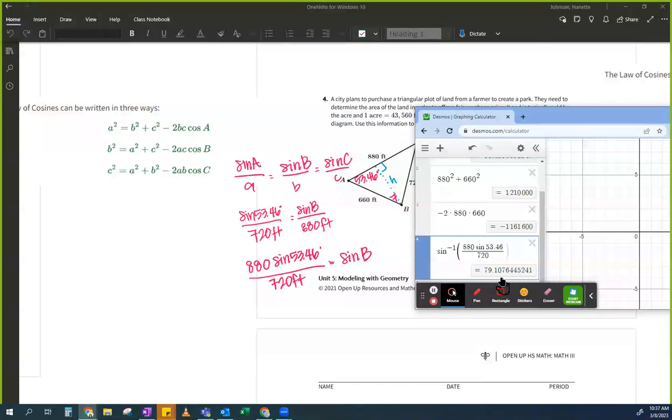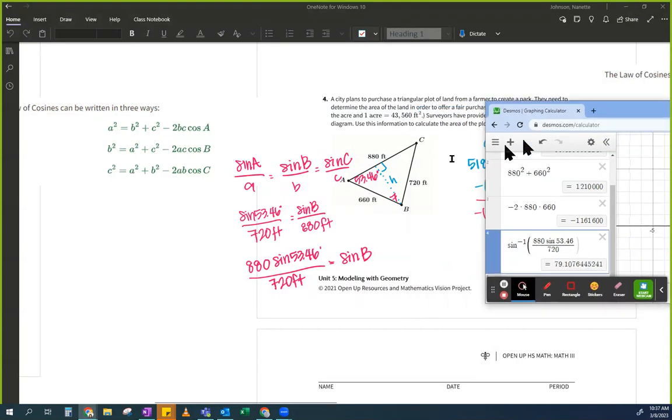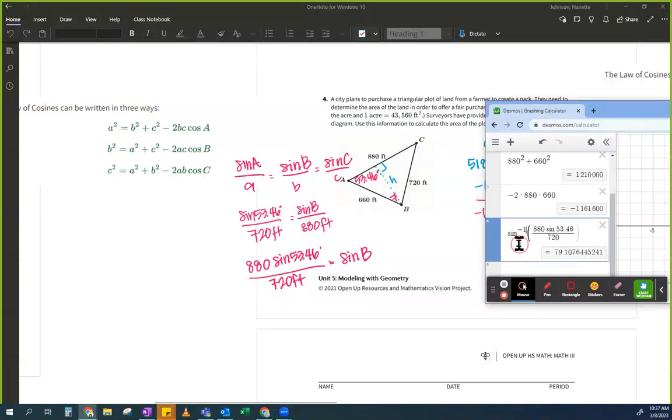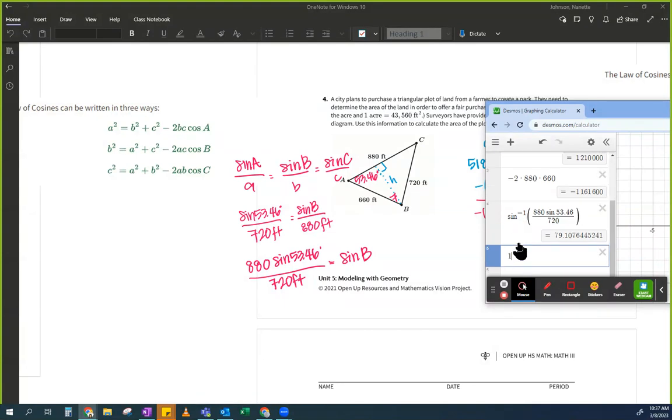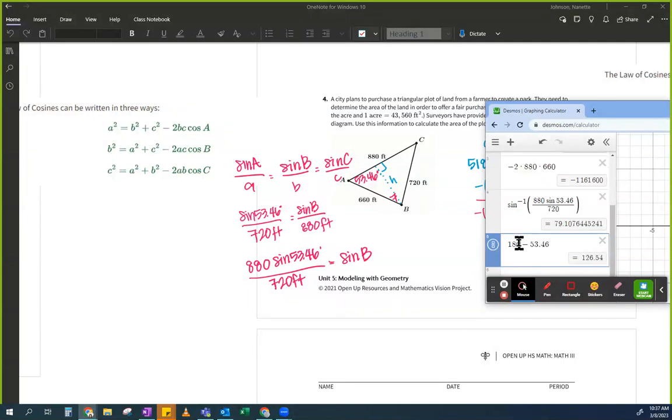79.11 degrees. Miss Johnson, do you want me to do all that work for C? Everyone says no. Just subtract it from 180 because we know that in a triangle, the angles add up to 180, right? So I hit this and I say 180 minus 53.46 minus 79.11. So 47.43.